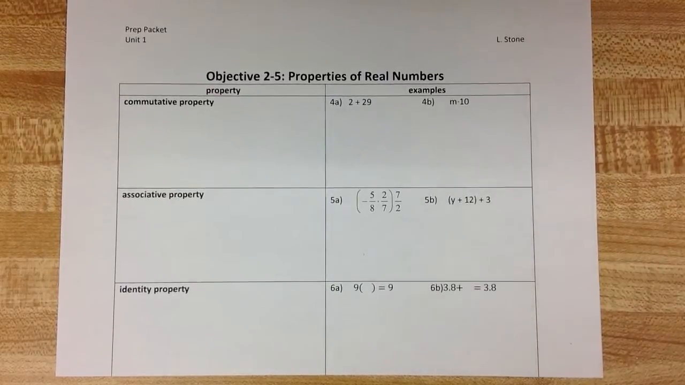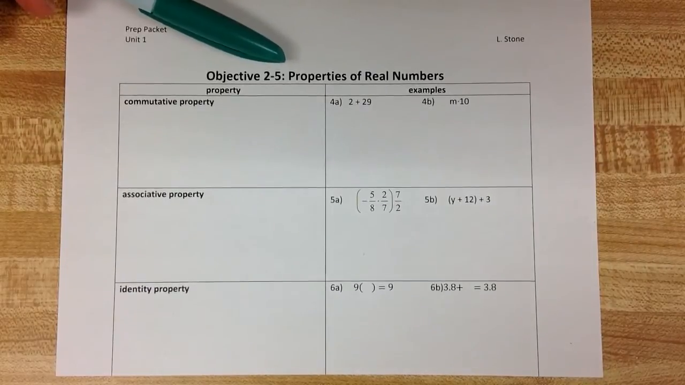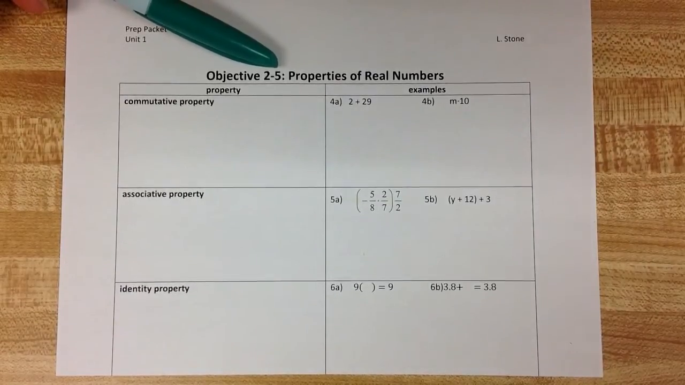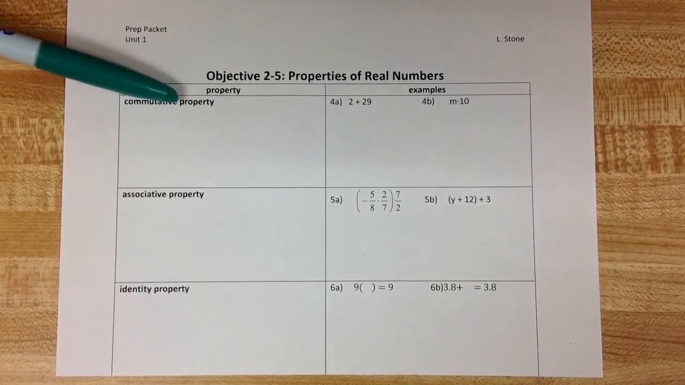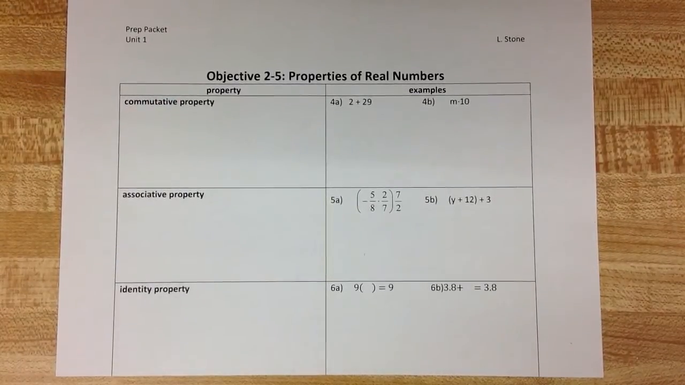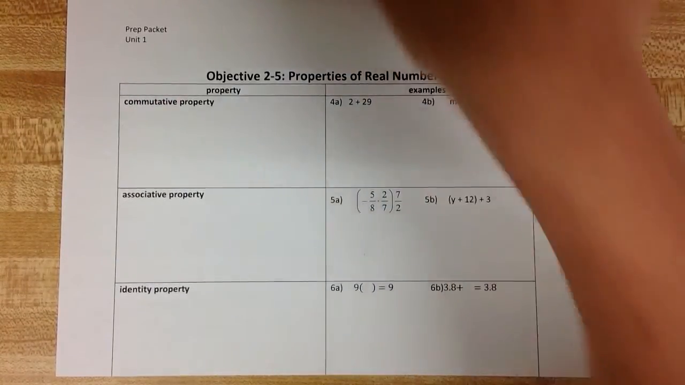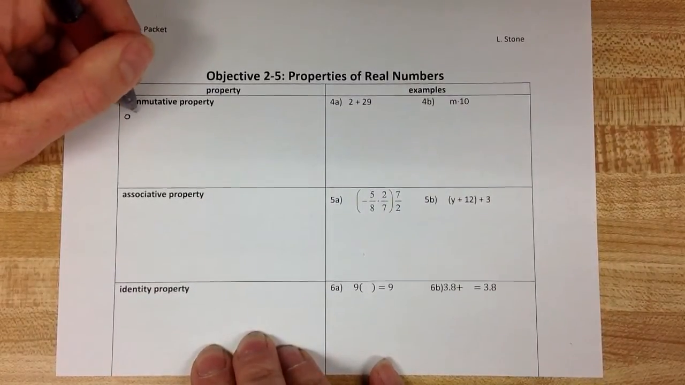In our next video, we're going to be looking at objectives 2 through 5 from section 1.7, because there are a bunch of different properties, or you might think of them as rules, that apply when we're doing math. The commutative property is the first one.